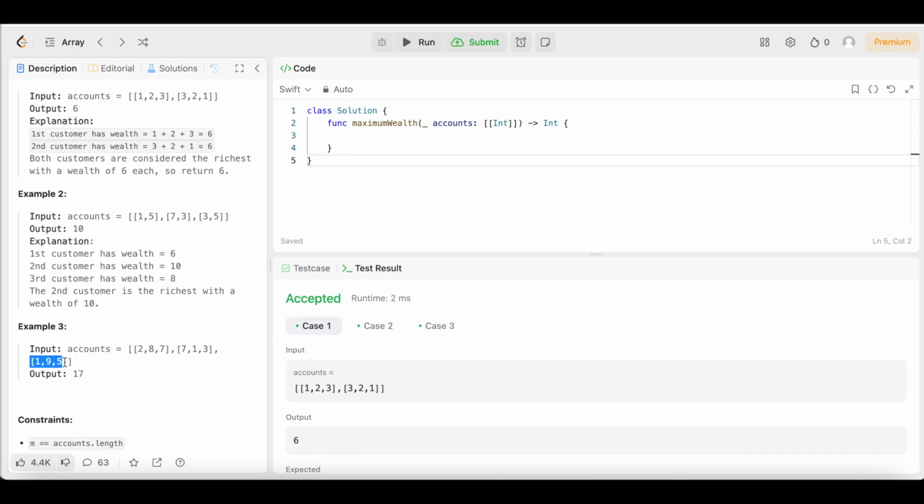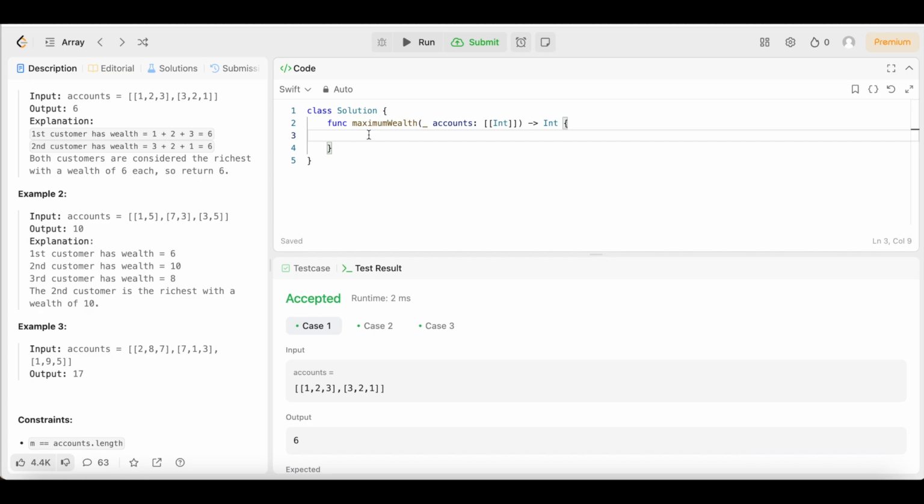And then the third customer has 1, 9, and 5. When we add 1 plus 9 plus 5, we get 15. And since the first customer had the most, which is 17, the output is 17 because they were the wealthiest out of all of the customers in the bank. So now that we understand what the question is asking, let's get into the fun part of the code.